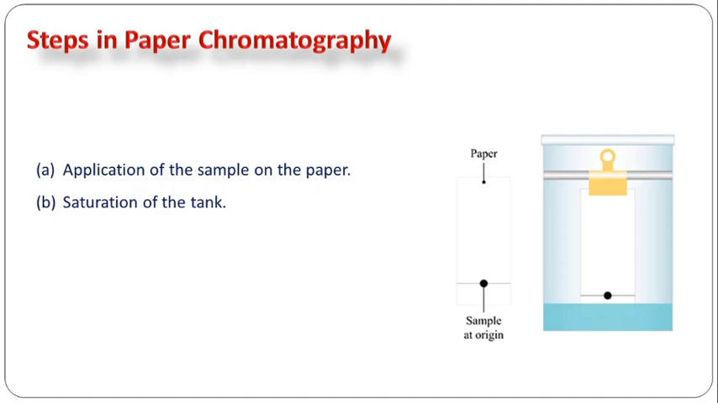Solvent vapors accumulate in the tank, that beaker-like tank, which should be closed by a lid, so that the vapors of the mobile phase saturate the tank. That is called saturation of the tank. The tank should be closed. The air is saturated with the solvent vapors to prevent the evaporation of the solvent from the surface of the paper. As it moves up by capillary action, the liquid is called the developing solvent.